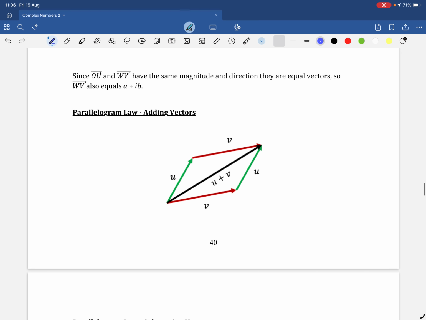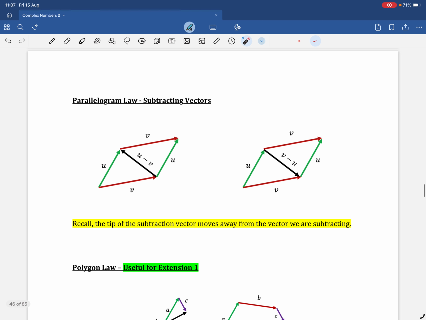So we know our parallelogram law for adding vectors. It looks a bit like this. It says that U plus V is the same as this vector here, which is the diagonal of our parallelogram. And subtracting vectors is the same. If we want to figure out what U minus V is, we're going negatively along V and over to U. That's U minus V. It's really the same as saying U plus minus V. So recall the tip of the subtraction vector moves away from the vector we are subtracting.